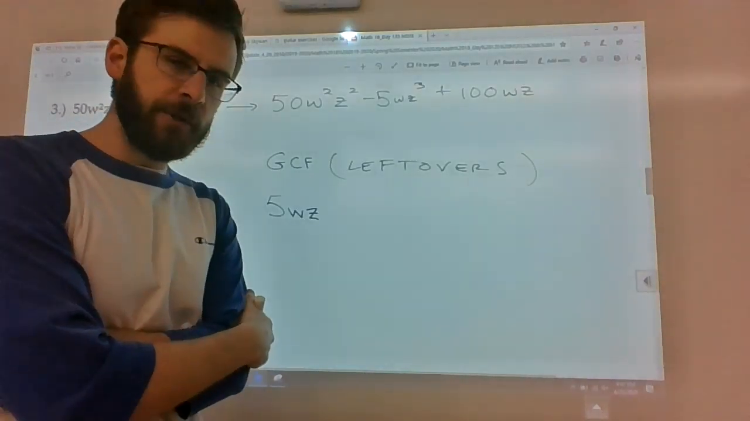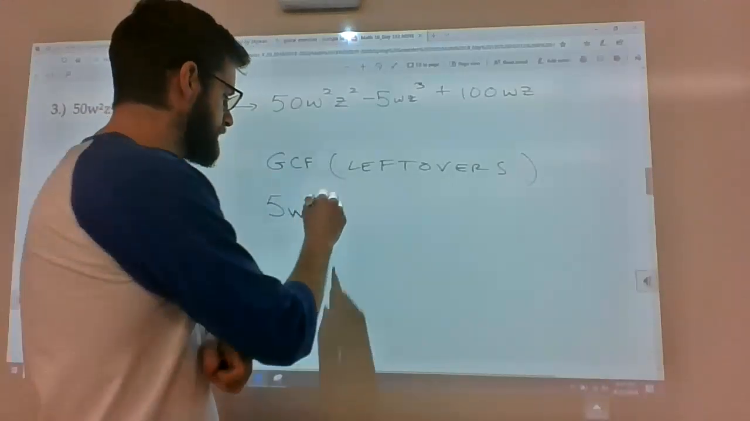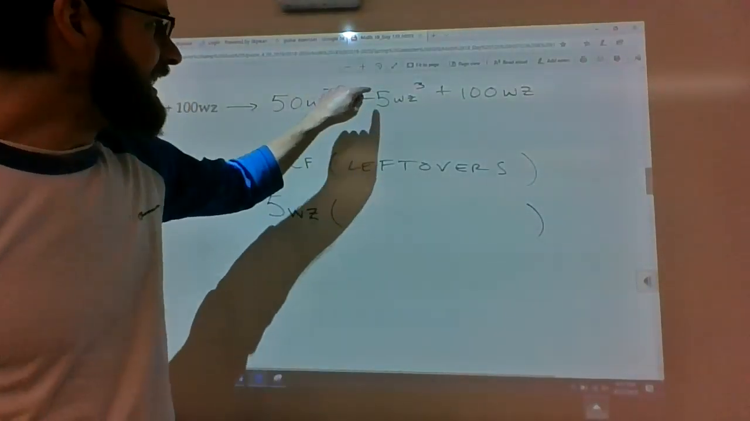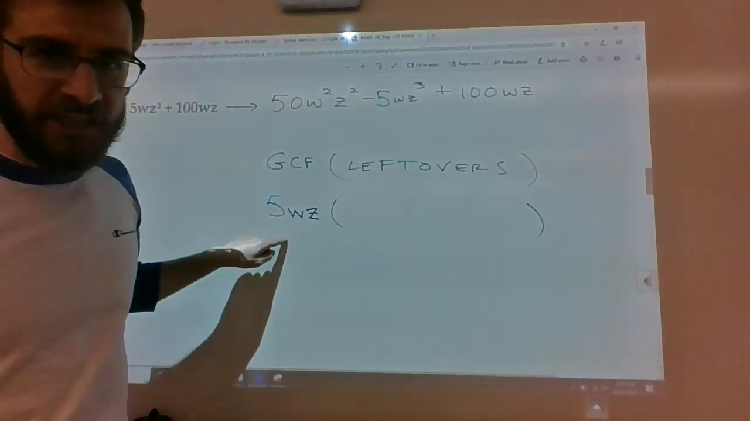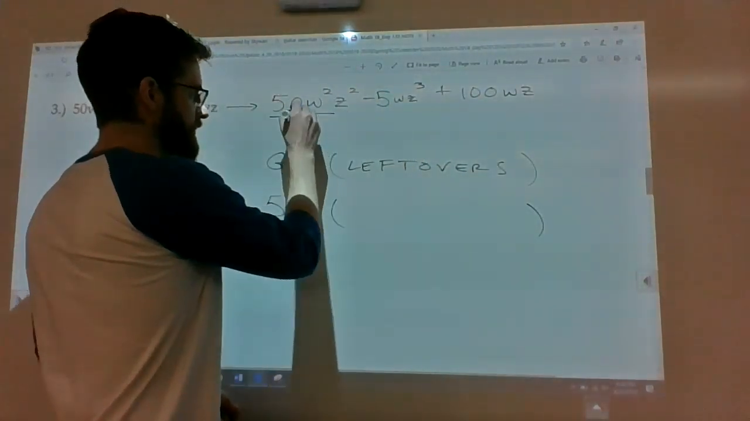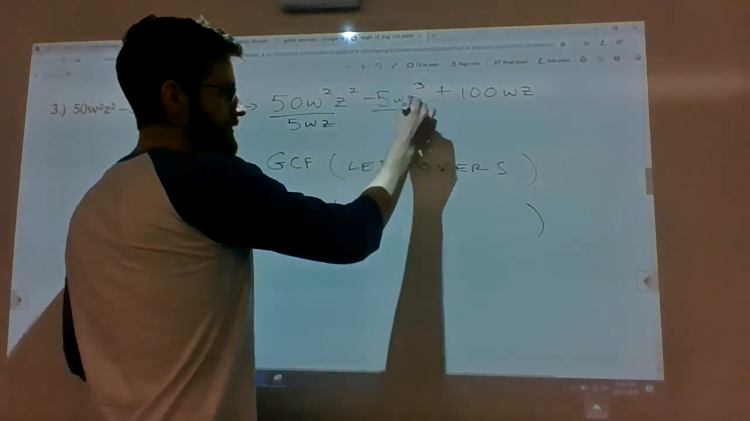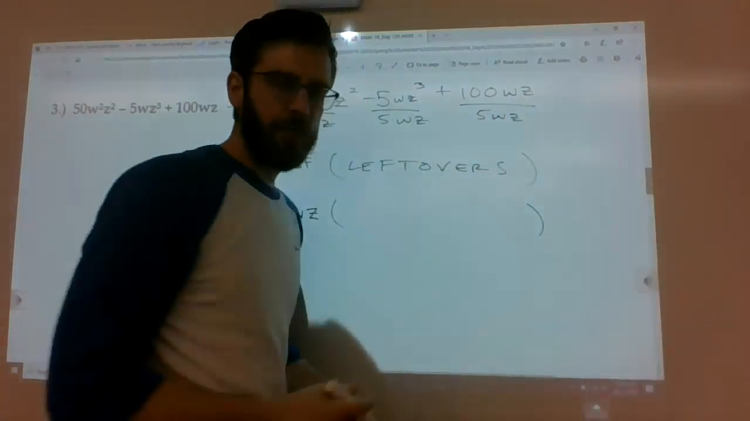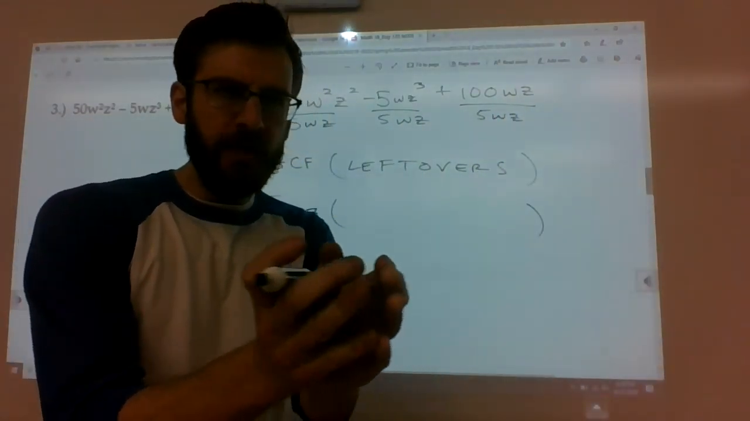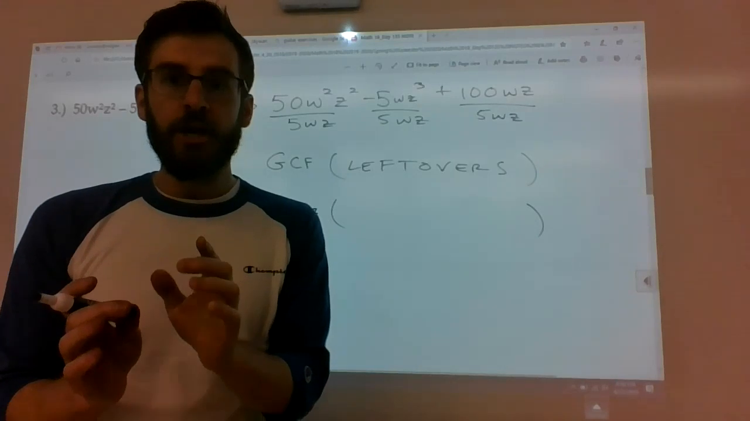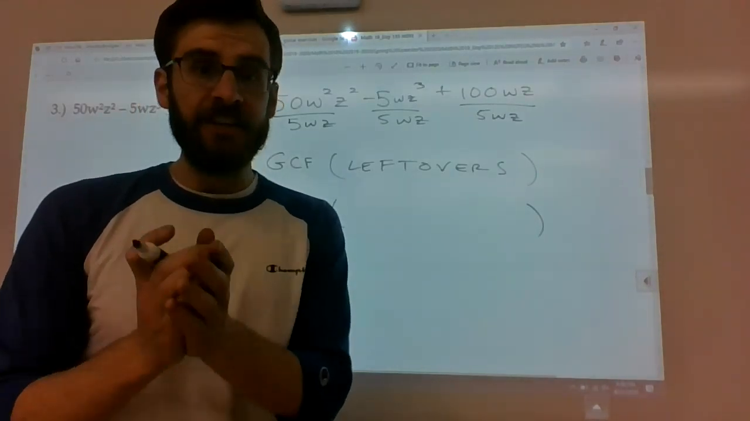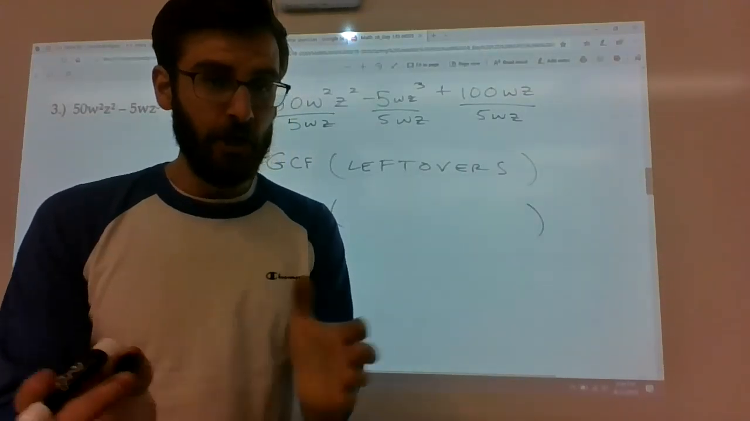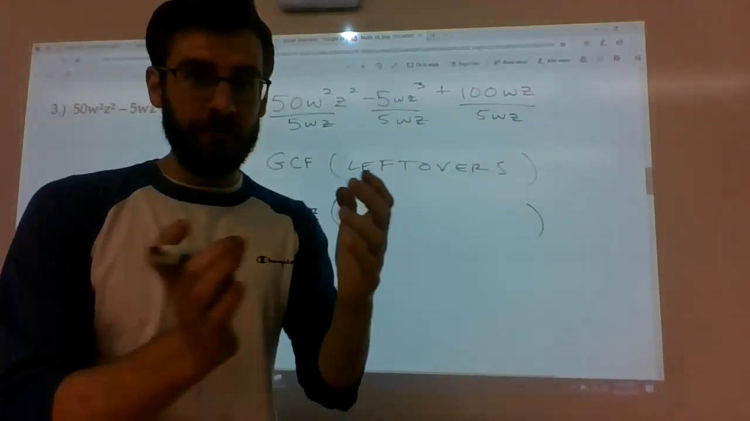Now the question is, how do we determine the leftovers? Easy. You actually just divide each of these by the GCF to get the leftovers. The reason? You're undoing the distributive property. The distributive property got rid of parentheses through multiplication. You are doing the reverse.